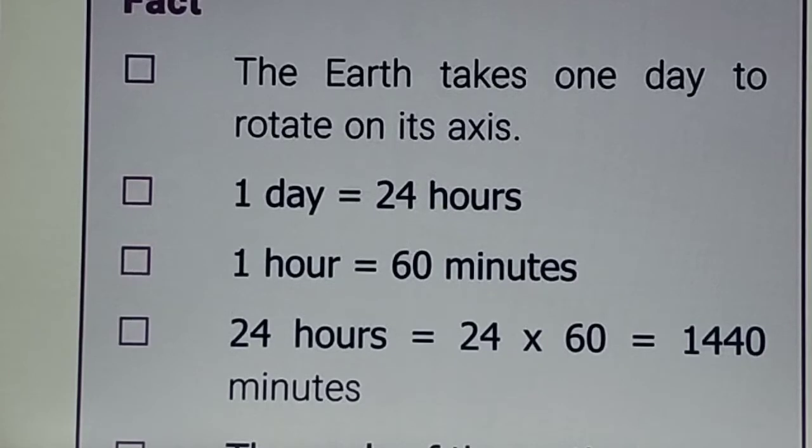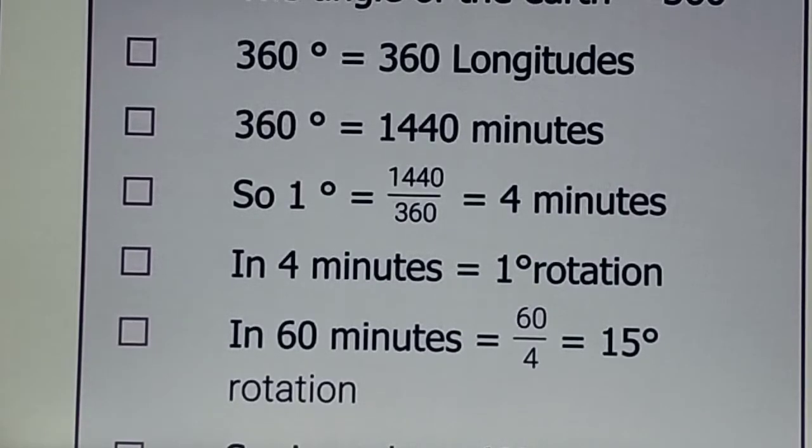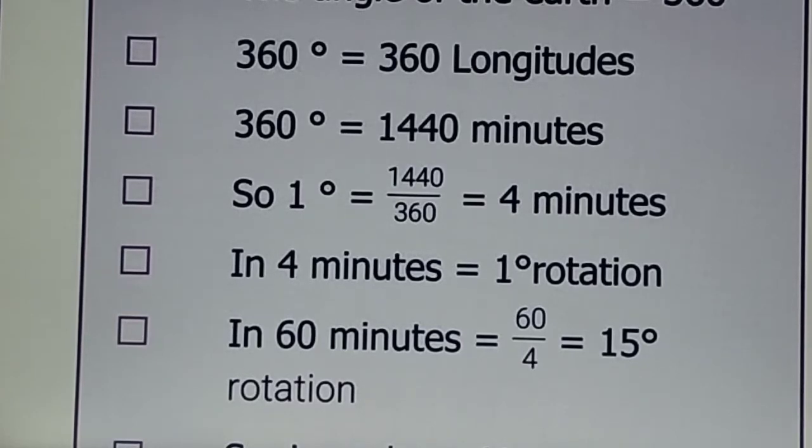24 hours equal to 1440 minutes. The angle of the earth is 360 degrees. 360 degrees means 360 longitudes. So 1 degree is 1440 by 360, that is 4, which means 4 minutes.